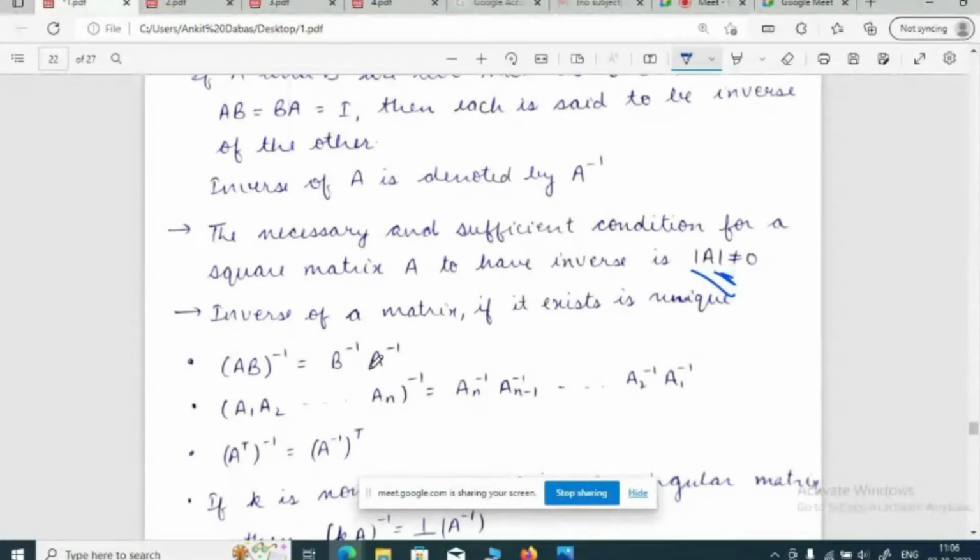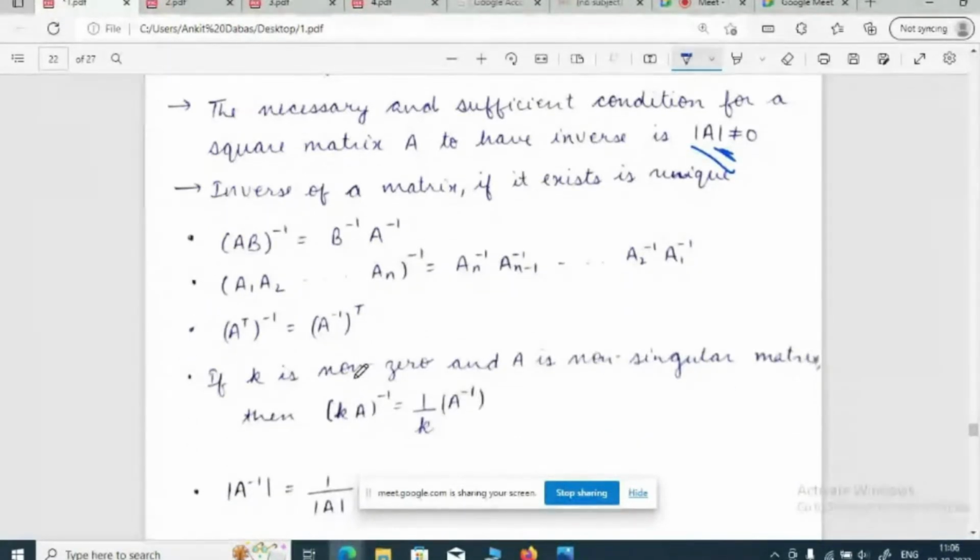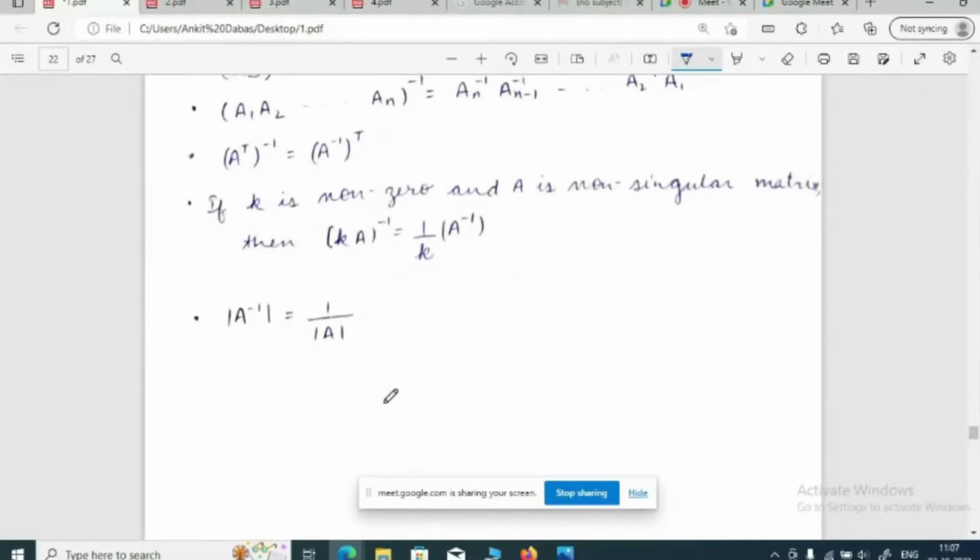Now, the inverse of a matrix again follows the reversal law. That is, (AB) inverse is equal to B inverse A inverse, which was the case in transpose as well as in adjoint. If we are taking the inverse of a finite number of matrices, then it again follows the reversal law. A transpose inverse is equal to A inverse transpose. And if K is a non-zero number and we multiply that number with the matrix and then take the inverse, it will be equal to the reciprocal of that number multiplied with the inverse of the matrix.